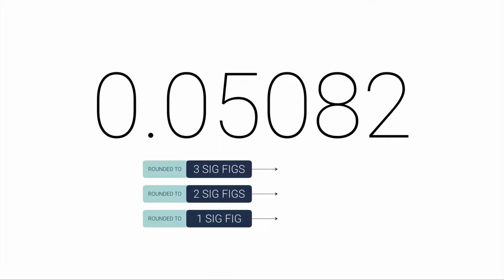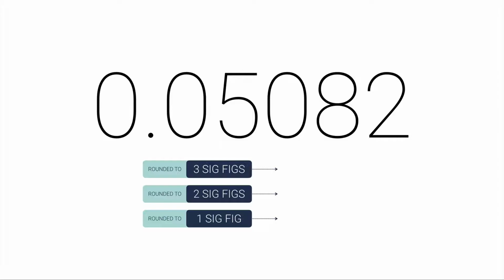Let's try another measurement, 0.05082. How many significant figures are in this measurement? Again, pause the video, try this on your own, and then hit play when you think you have the answer. The answer is 4 significant figures. So let's practice rounding to a smaller number of sig figs.